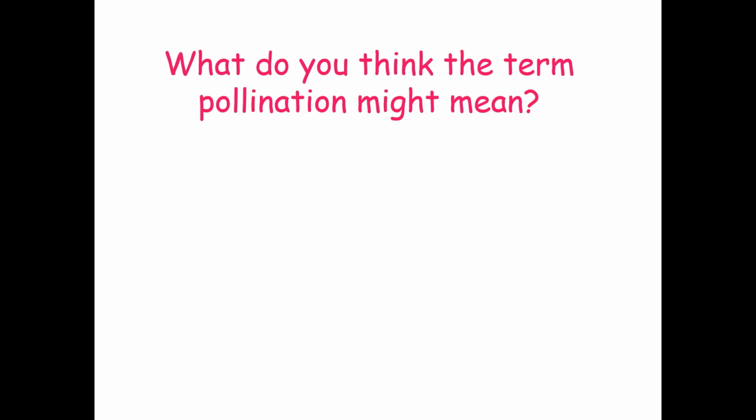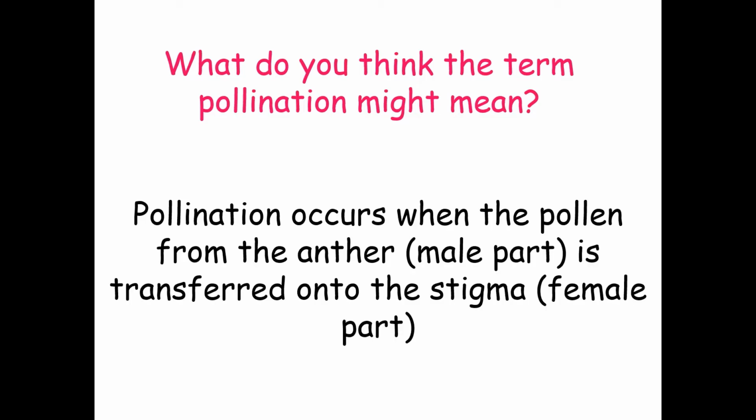So, what do you think the term pollination might mean? Pollination occurs when the pollen from the anther, or the male part of the plant, is transferred onto the stigma, the female part of the plant. Earlier, I asked you if you knew what pollen was. Pollen is generally yellow, but often comes in some other colors. This is the male DNA, the one half of the DNA required to make a new plant.